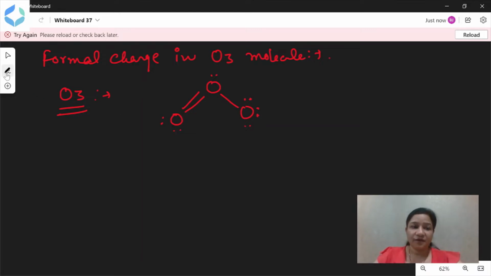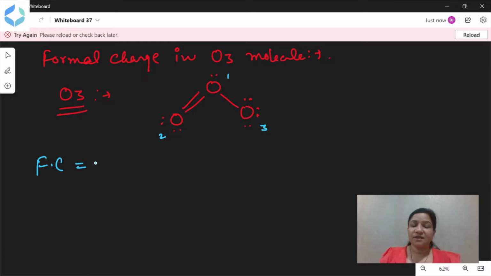Right now our target is to calculate the formal charge. Formal charge means the individual charge on each oxygen atom. Since in this particular molecule all the atoms are identical oxygen atoms, to distinguish them we'll give numbering to each oxygen atom: oxygen number 1, 2 and 3. Now first let me tell you the formula to calculate the formal charge.